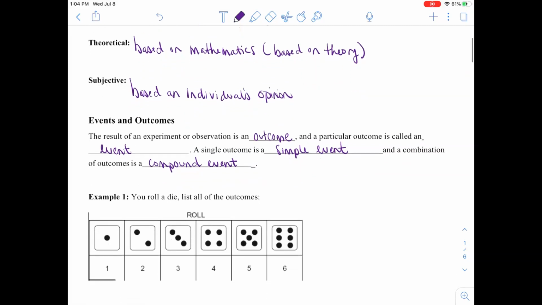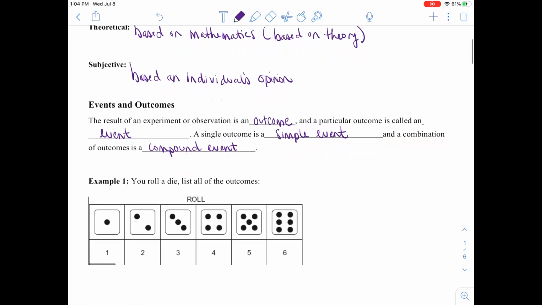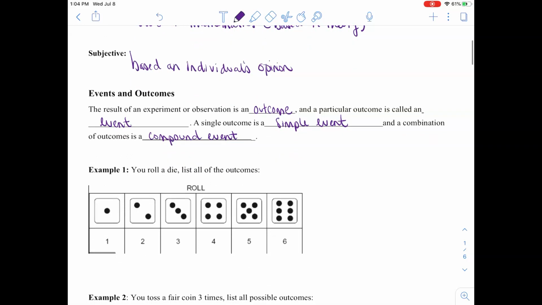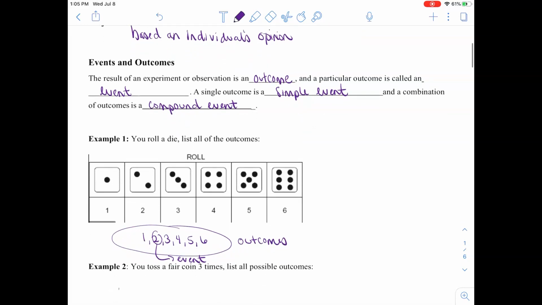So what I mean by this is, if we look at example 1, you roll a die, you want to list all the outcomes. So here it is visually. If you had to do this by hand and you didn't have a visual, you would just list 1, 2, 3, 4, 5, 6. So what these are all known as are your outcomes. And if I just focus on 1, that's known as the event.